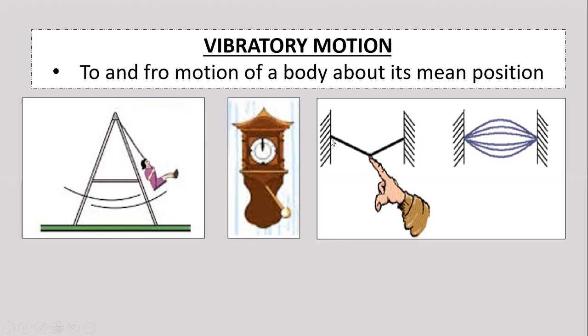Consider the third example. Suppose you tied a string to two ends of the wall. When you didn't touch it, it was stationary. That was the mean position, the starting position, the rest position. But once you plucked it, it started to move up and down, like in this picture, but about its mean position. So this kind of example is also of vibratory motion.